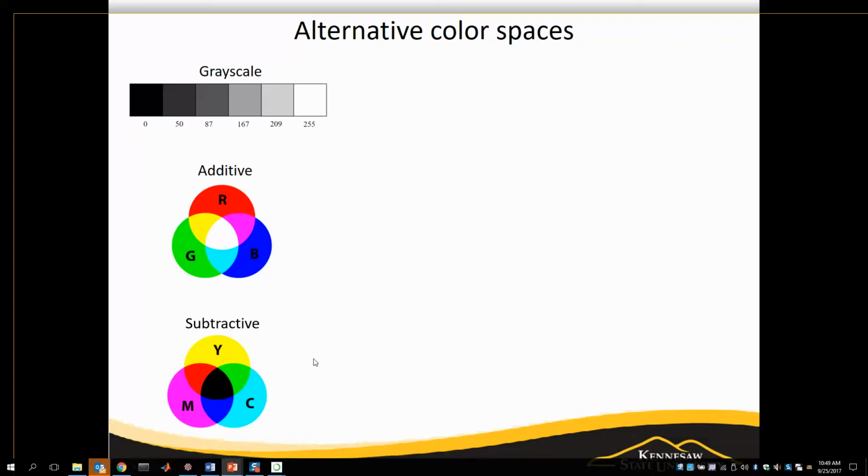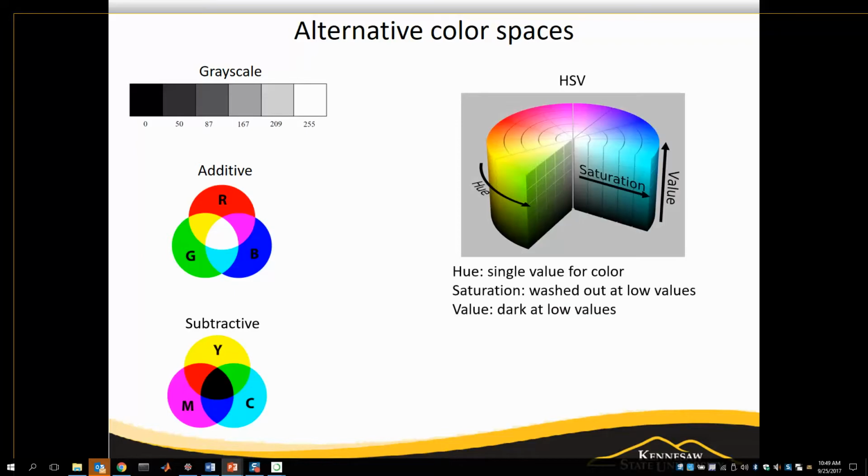Okay, so you could do it that way. There's an argument over, well, what are the primary colors? Is yellow a primary color? Well, yes, if you talk about a subtractive color space. No, if you're talking about an additive one. Okay? Now, there's another one that can be quite useful besides RGB, and that's the HSV color space.